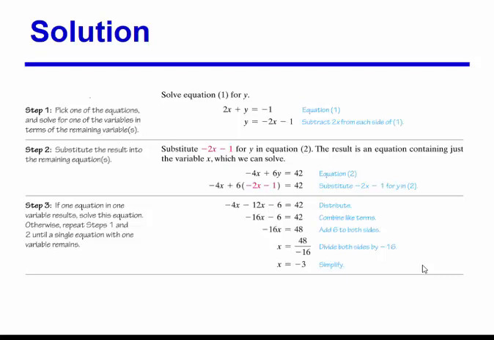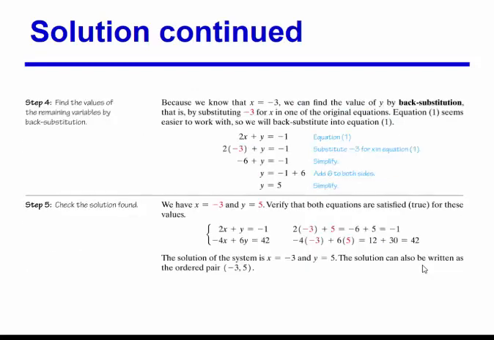In step 2, we're going to substitute the result into the second equation. So we know that from step 1 that y is equal to negative 2x minus 1. We're going to replace y in the second equation with negative 2x minus 1. And in step 3, we're going to go ahead and solve for x. In this example, we get that x is equal to negative 3. We're going to take that information and plug it back into equation 1 in order to get our y. When we do that, we get y is equal to 5.